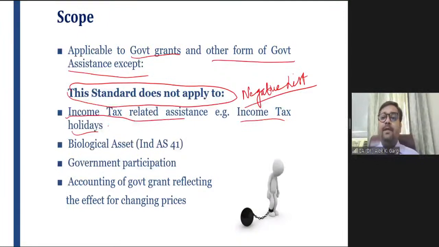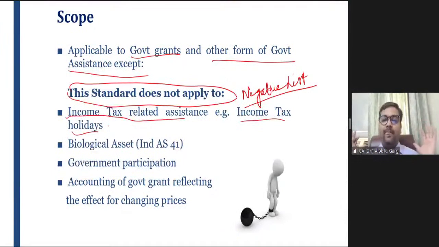Or let's say if a company is engaged in the formulation of a COVID-19 vaccine, the government will not tax the revenue generated from the COVID vaccine. I'm just taking an example. If the government is providing any income tax related assistance, assistance is a bigger word which includes grant. If the assistance can be measured in monetary terms, it is a grant.